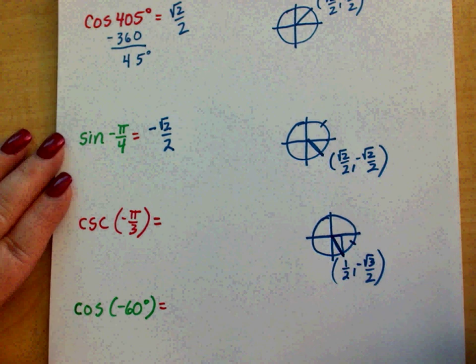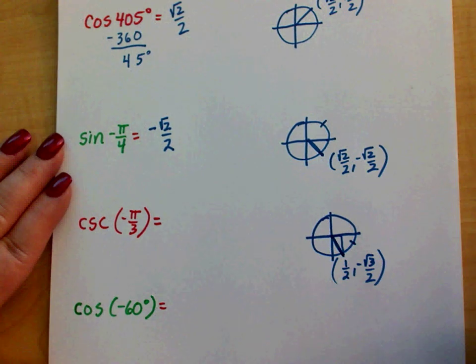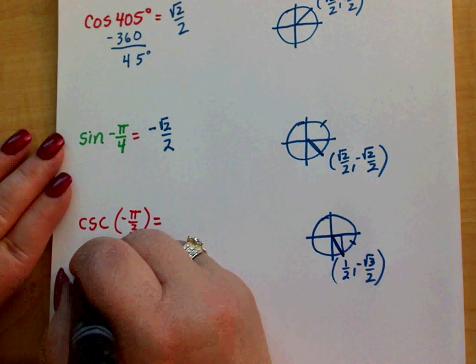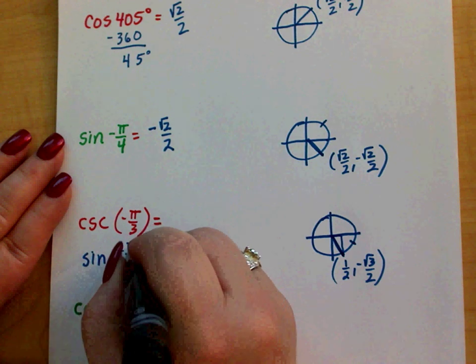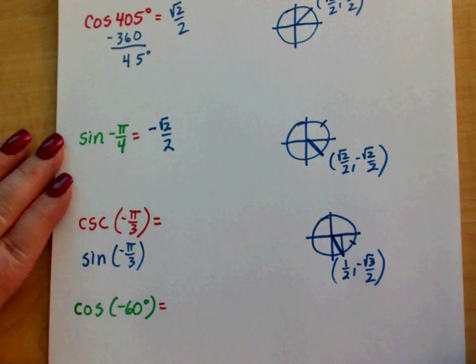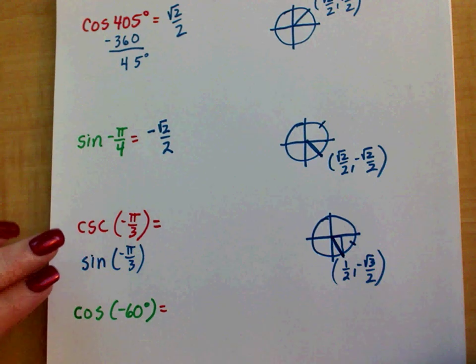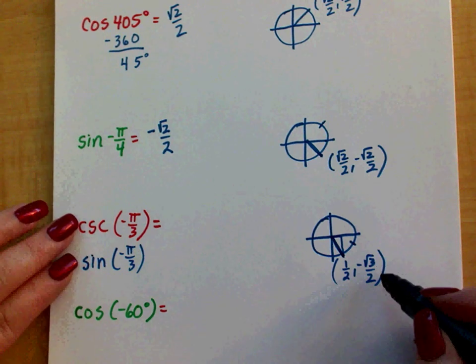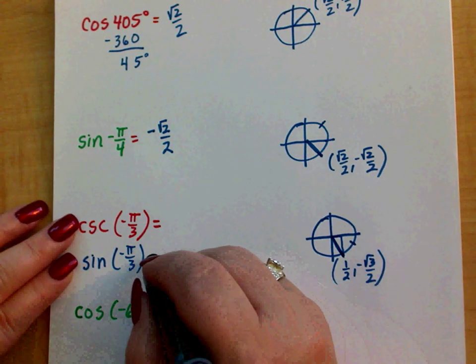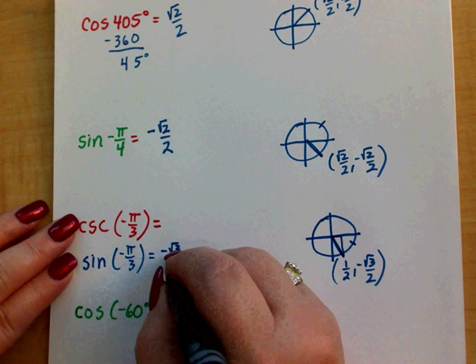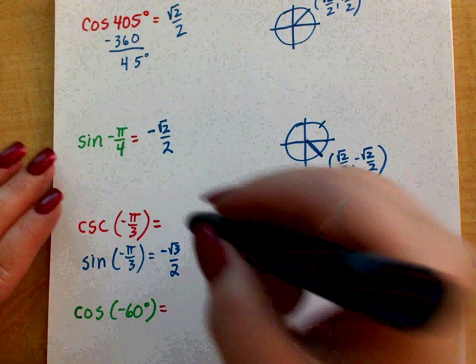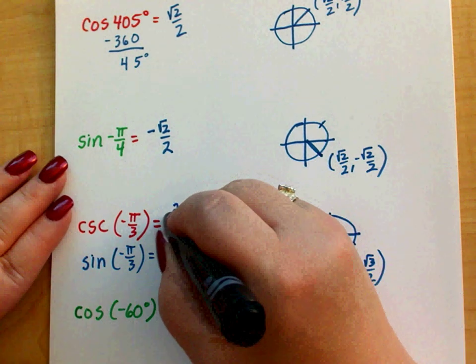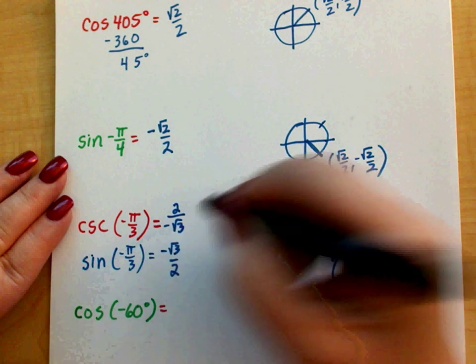Alright, they asked me for cosecant. Cosecant, if you remember, is the reciprocal of sine. So I'm going to say, what is the sine of negative pi over 3? After I figure that out, I'll just flip it upside down, like I'll just take the reciprocal. So it looks like the sine of negative pi over 3 is negative square root of 3 over 2. So to figure out what cosecant is, I just take the reciprocal of that. So it'll be 2 over negative square root of 3.